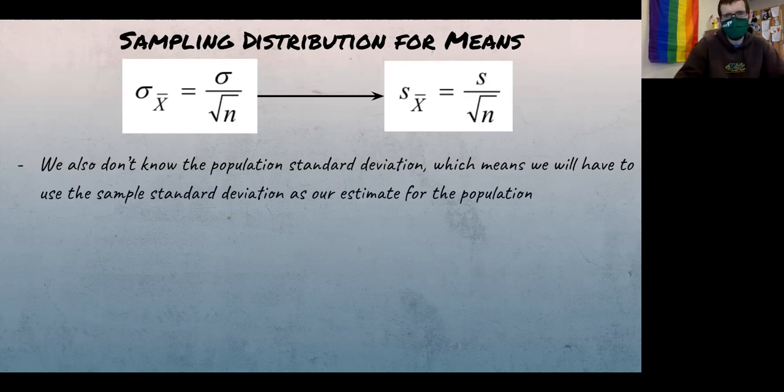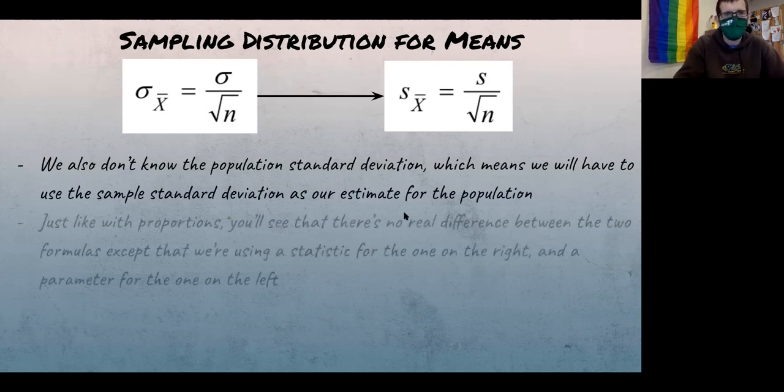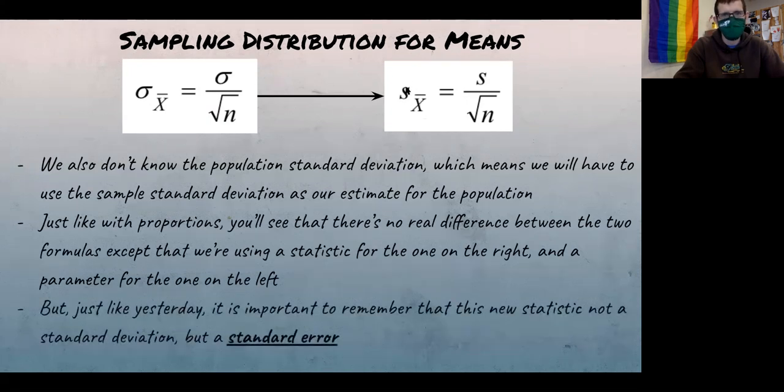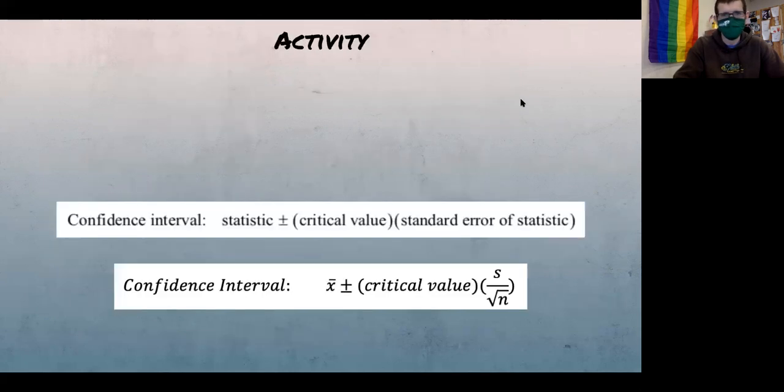We don't know the population standard deviation, which means we're going to have to use the sample standard deviation as our estimate. So there's no real difference between our standard deviation for a sampling distribution on the left and our standard error for a sampling distribution of sample means on the right. But we do call this one the standard error. So just keep that terminology in mind and we're good to go. And they will always give you the sample standard deviation. That will always be known for you. So that's not going to be something you have to calculate.